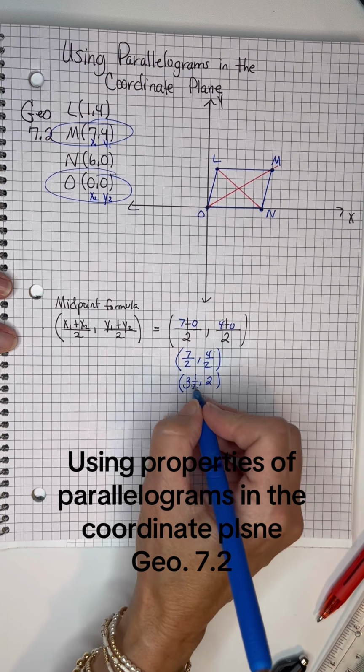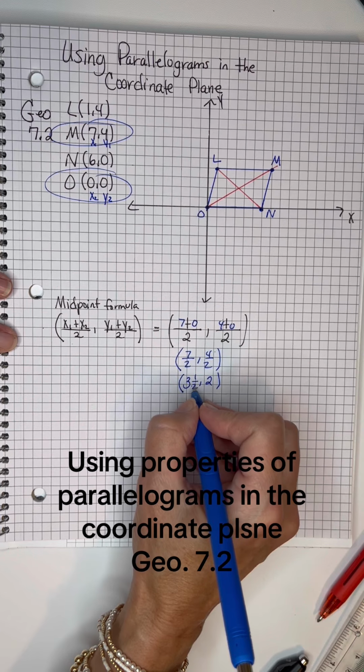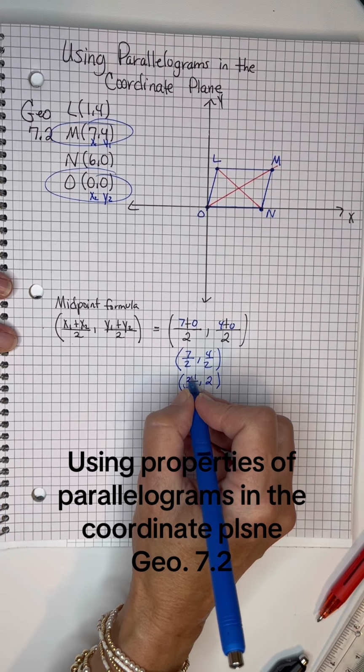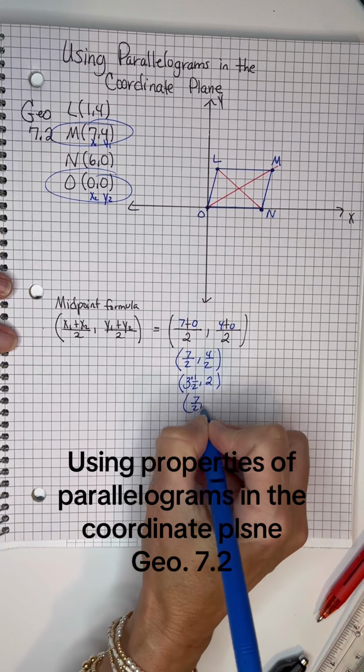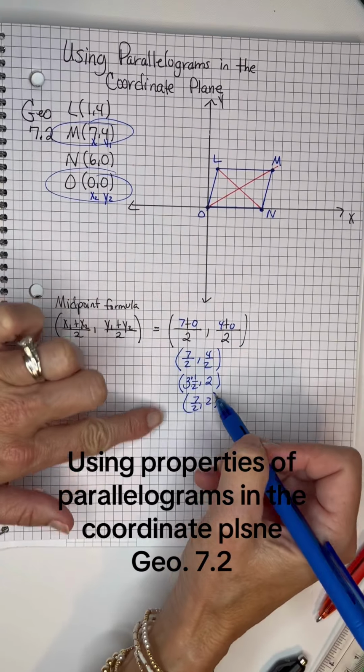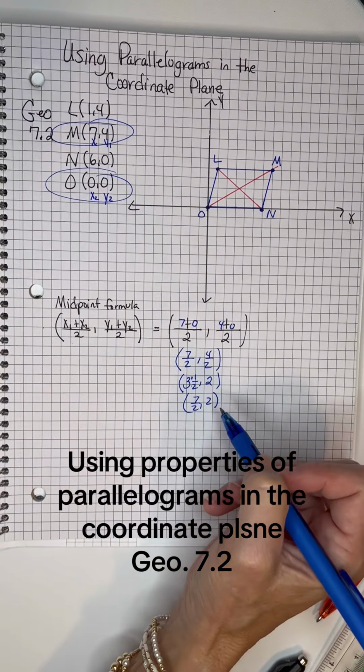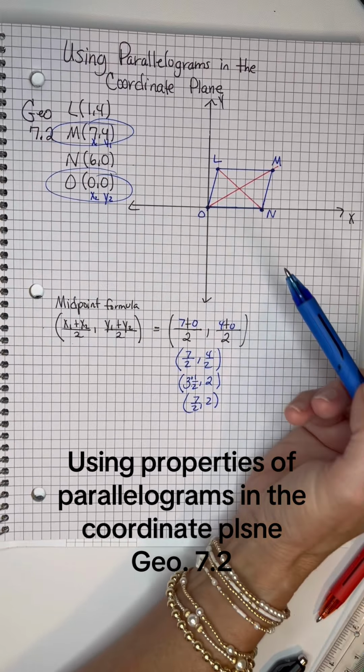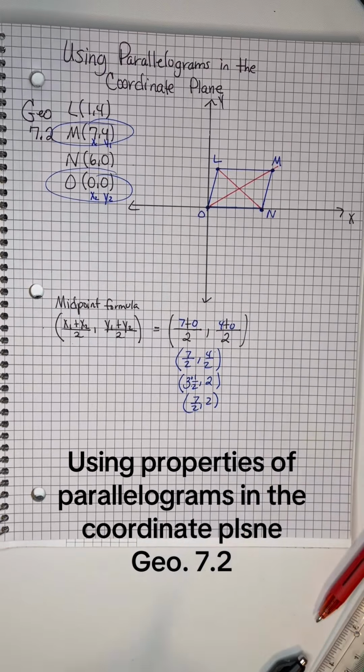Now they may not show it as 3.5. They may show it as, let's make this improper, 2 times 3 is 6, plus 1 is 7 over 2, 2. So you could see it written any one of these 3 ways. And we said 3.5, 2, didn't we? So it does seem reasonable.